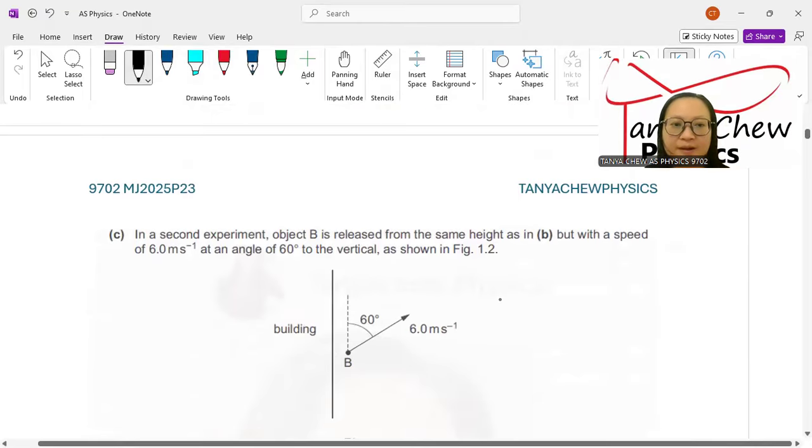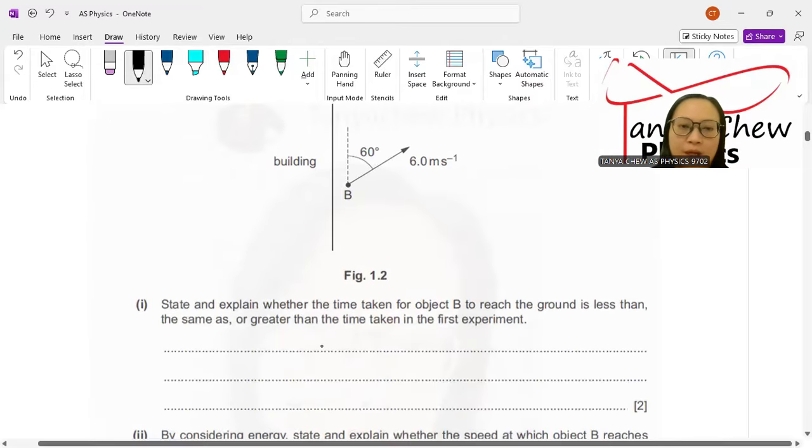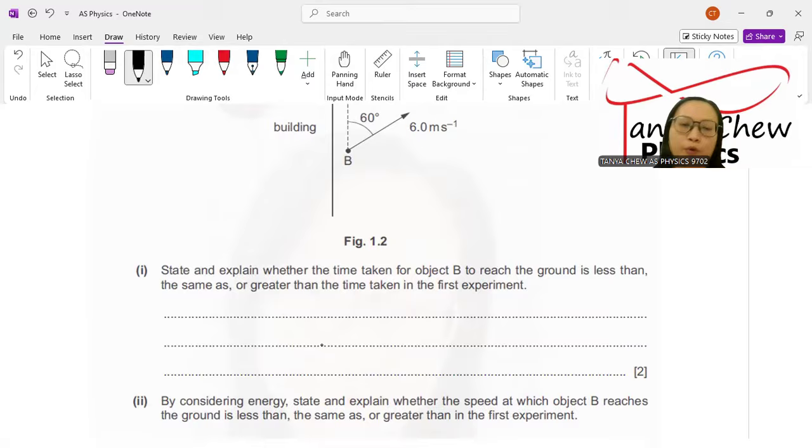Now, C, in a second experiment, object B is released from the same height as in B, but with the same speed of 6 meters per second at an angle of 60 degrees to the vertical, as shown in Fig 1.2. First part, state and explain whether the time taken for object B to reach the ground is less than, same, or greater than the time taken for the first experiment.